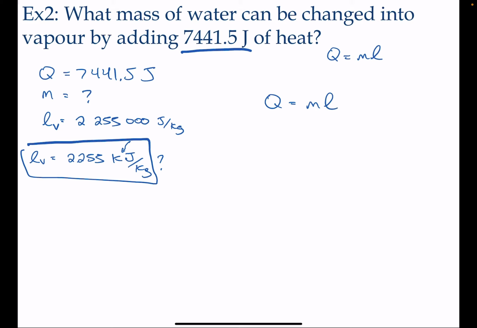Our equation then, Q equals mL. We know this number. We know this number. We're going to divide them. And what do we get? 3.3 times 10 to the negative 3 kilograms. So mass, that's about 3.3 grams.